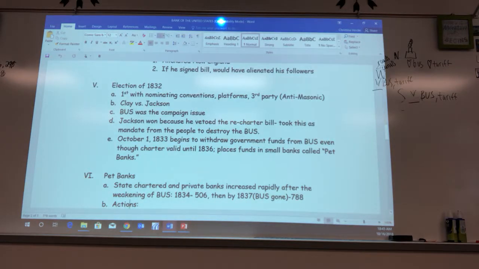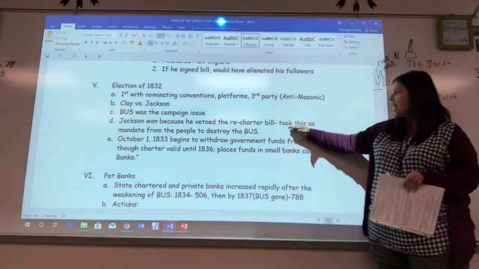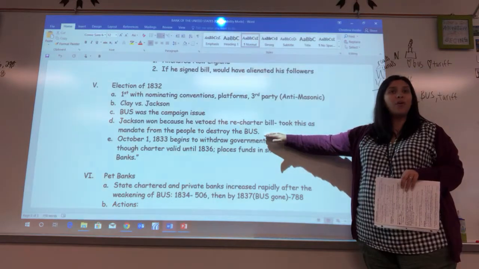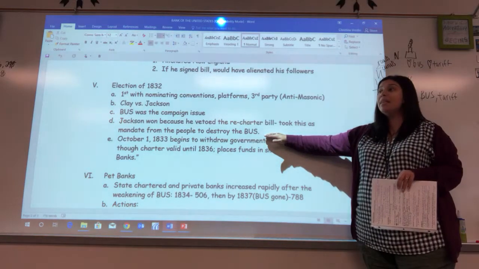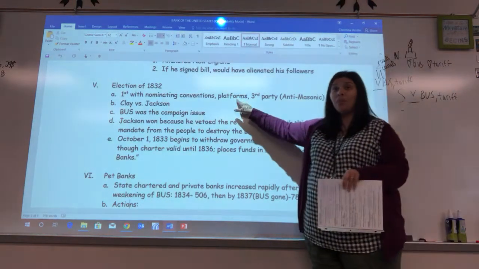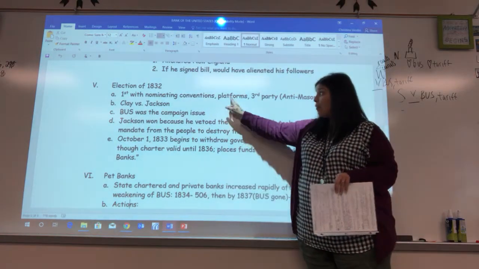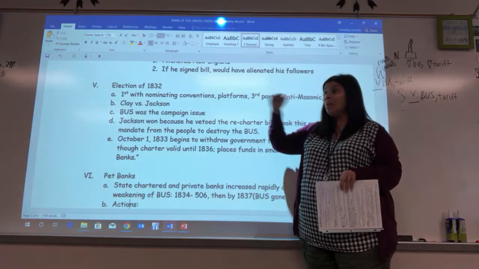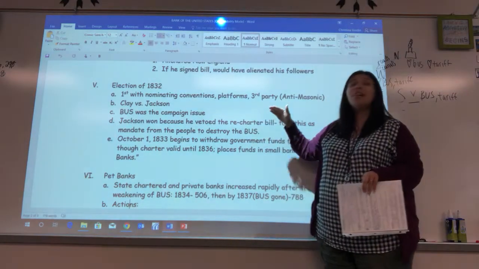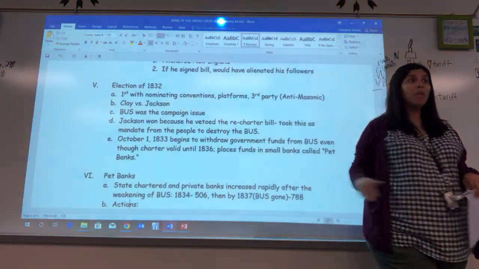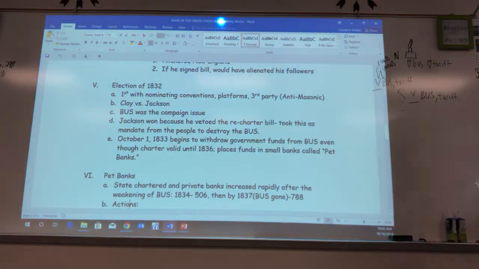Why did Jackson remove the federal deposits from the bank? He took it as the mandate from the people to destroy the bank. Because the people voted him in, that means they must like his platform, which is what? No bank. What is Clay's platform on the bank? Keep the bank, right? But because Jackson's elected on 26, he's going to take this as a mandate from the people to kill the bank.